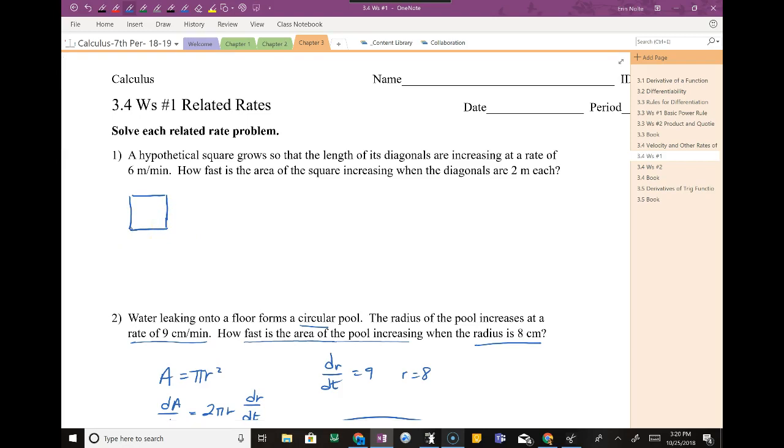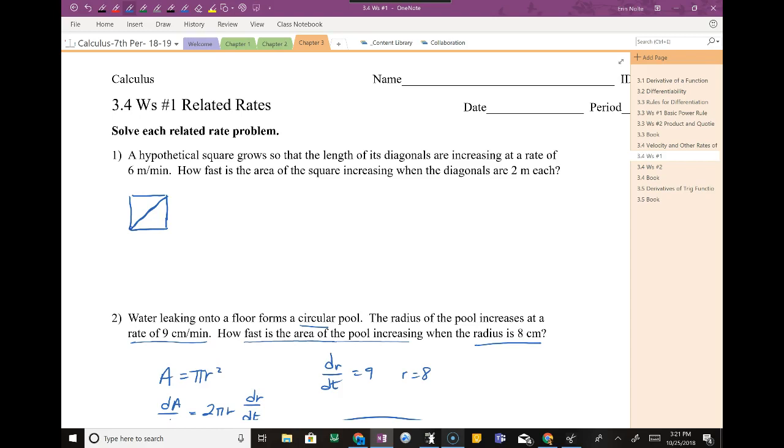So the length of its diagonals, we've got to talk about diagonals of a square, are increasing at a rate of 6 meters per minute. How fast is the area of the square increasing when the diagonals are 2 meters each? So what are the two things they're talking about? We're talking about a diagonal, and we're talking about the area. The first thing I have to do is figure out what equation we're working with.